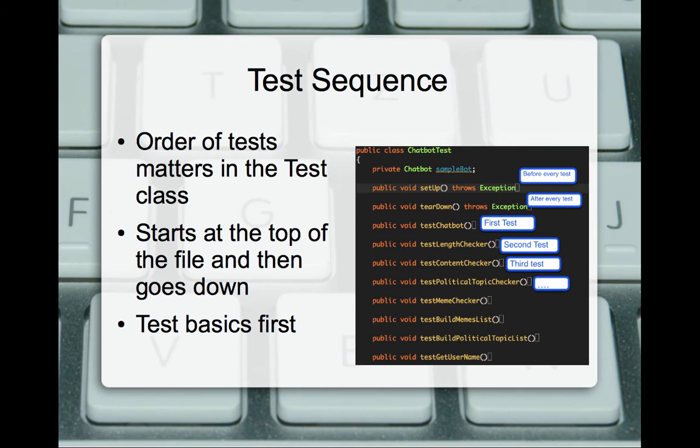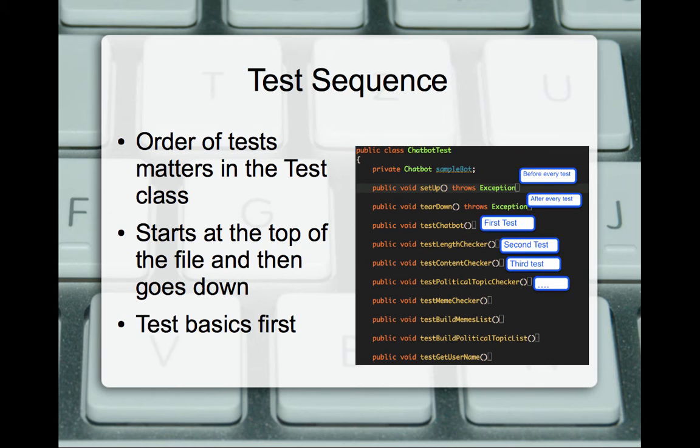In traditional Java, the actual sequence of methods, etc. that we see inside our Java file does not matter. However, JUnit runs them in a top-down fashion. So we want to make sure that when we're writing our tests, we write our most basic tests first, and then we go down and add more complicated features or more advanced features or things that are dependent as we move further down the test list.